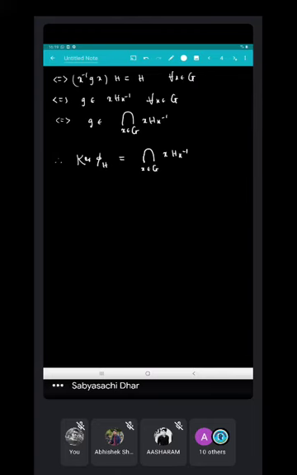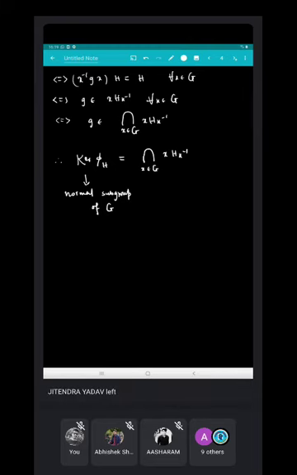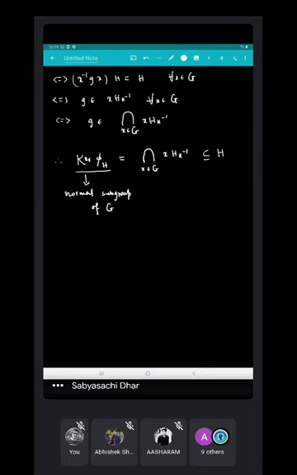Okay, and notice that it is a normal subgroup of G. It is a normal subgroup of G, and also this kernel of phi H is contained in H, right? It is contained in H.